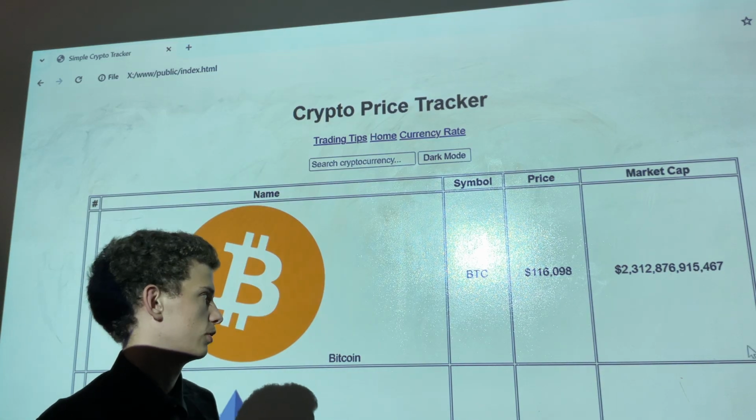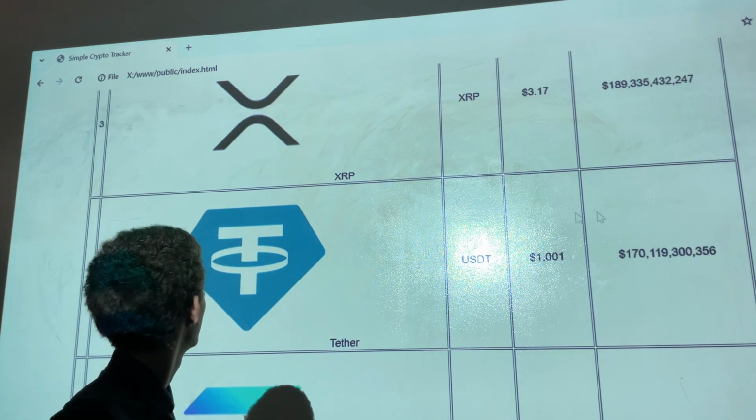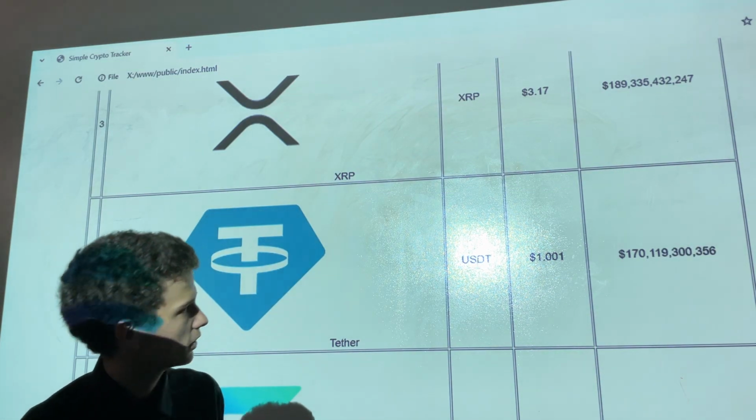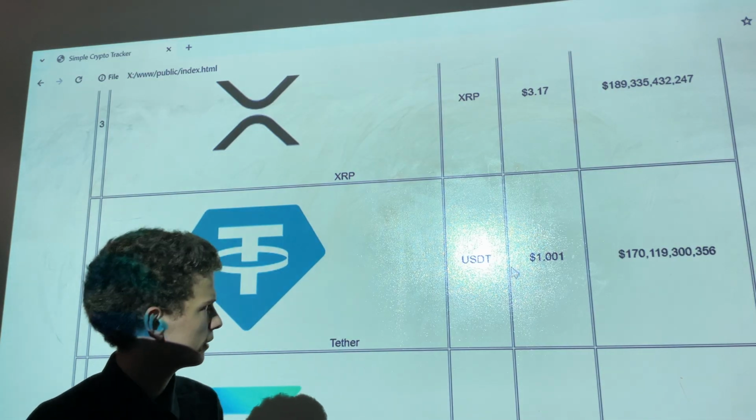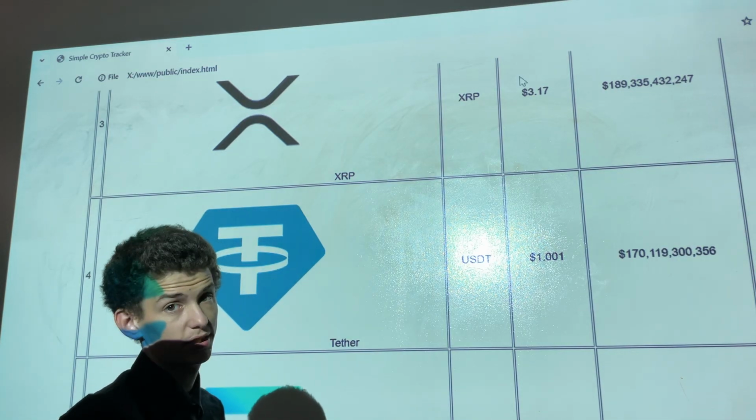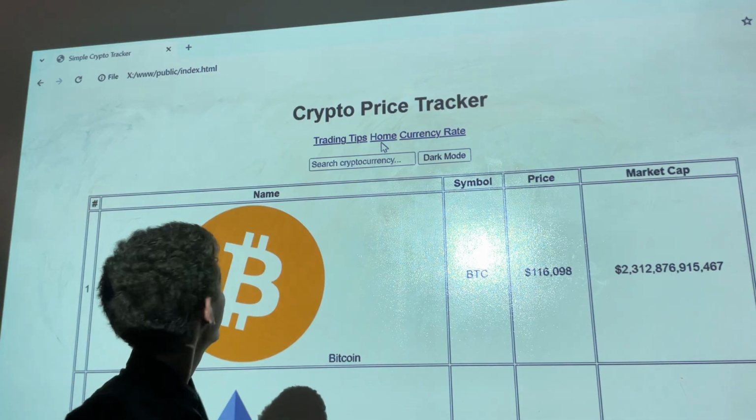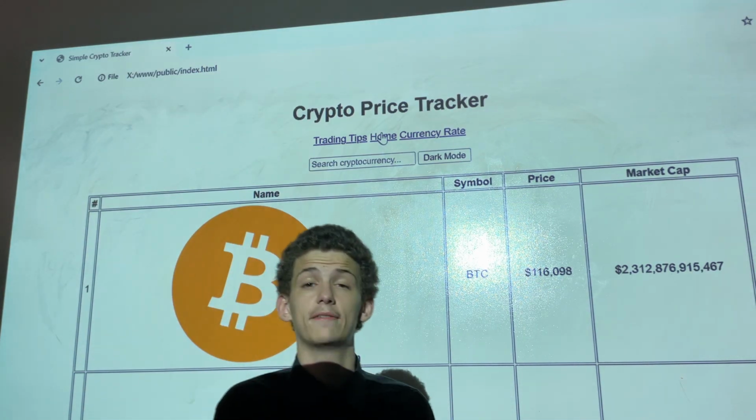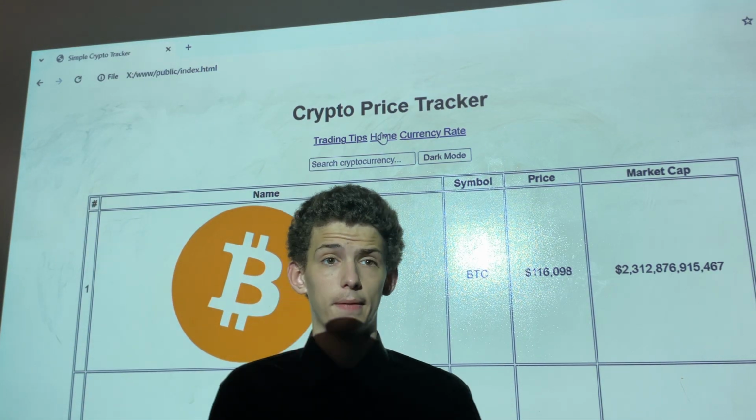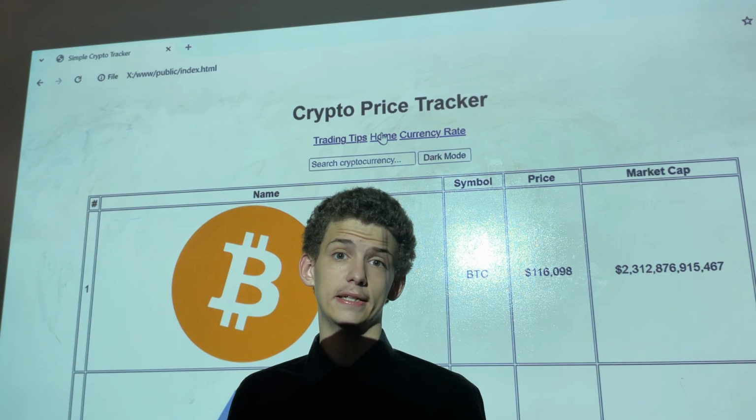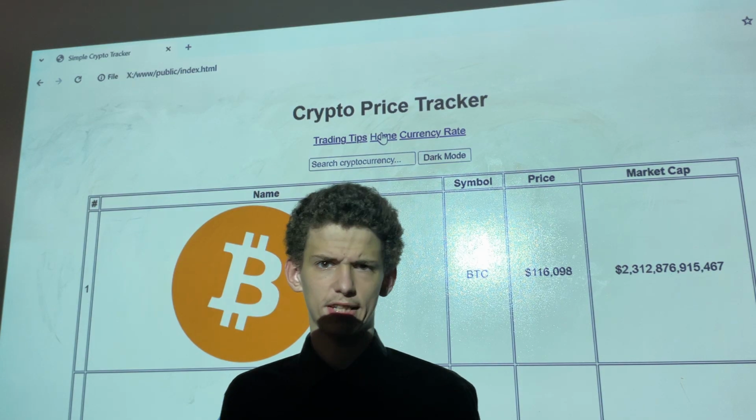Which I doubt anyone's going to put that high of a price, but for example, Tether almost has the same numbers, but it's very low. There's a lot more of it. So that's going to be the end of this video that I'm going to have at the end as the demo. My name is Evan Hinsdale. I am a sophomore at Northern Kentucky University as a cybersecurity major.